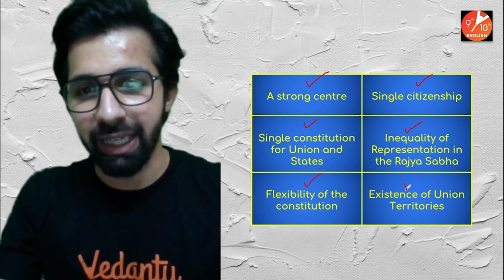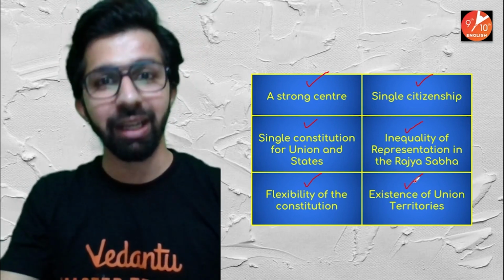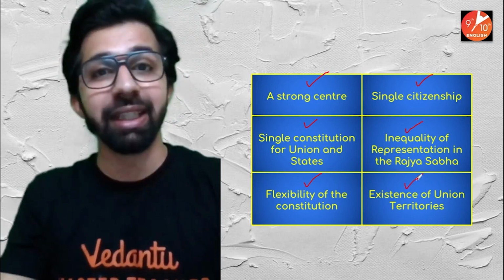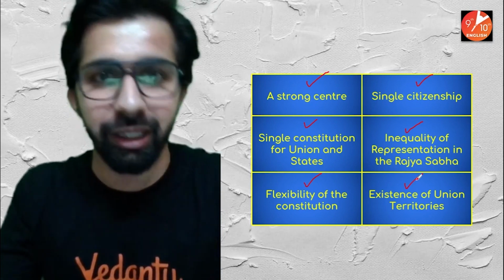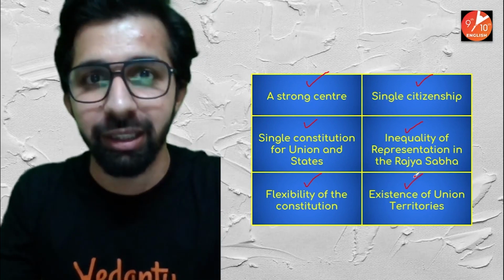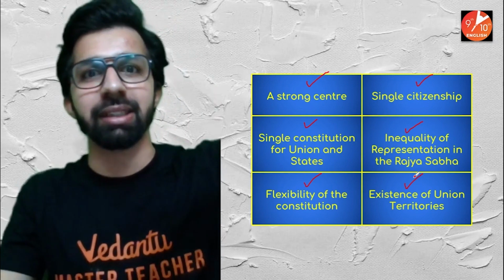The last one, existence of union territories. As I told you, in India, we have 28 states and 8 union territories. Those 8 union territories are administered directly by the central government.